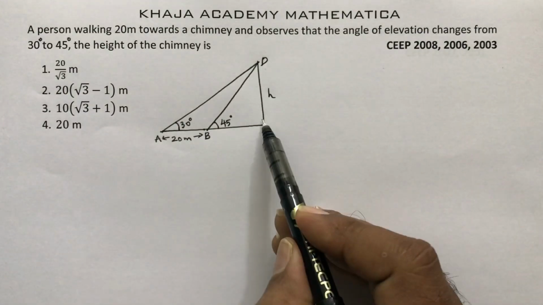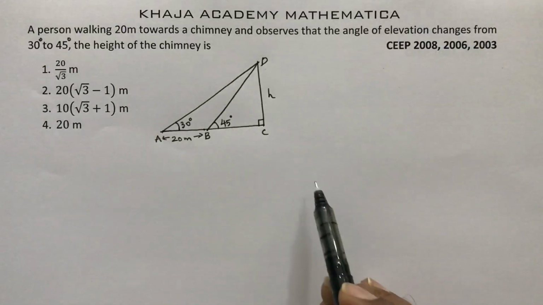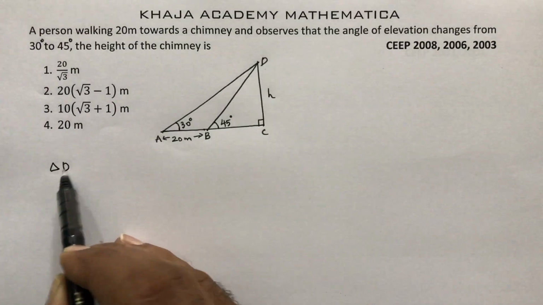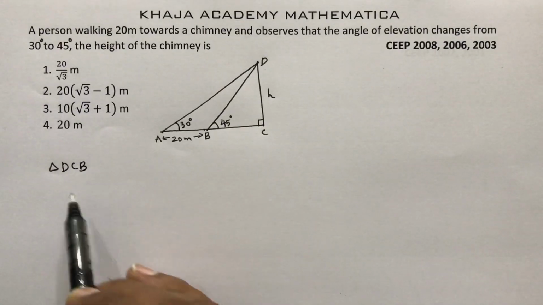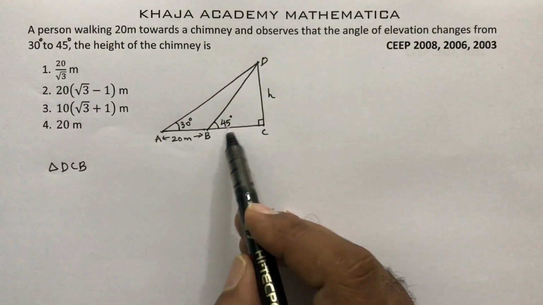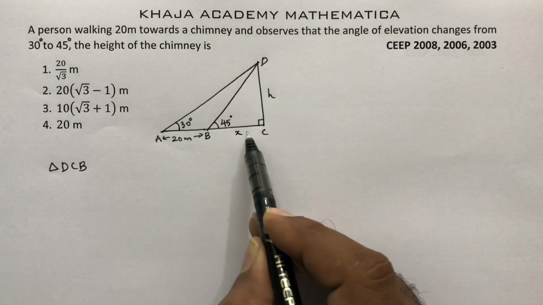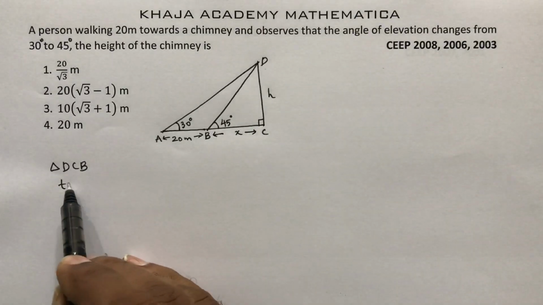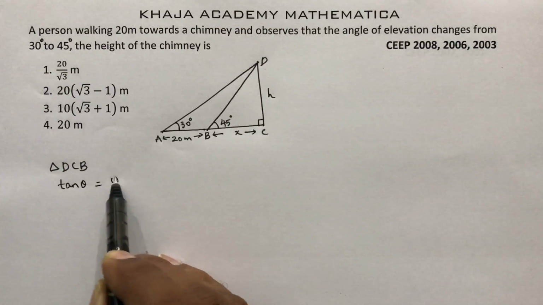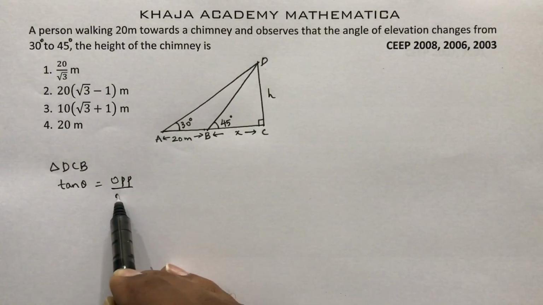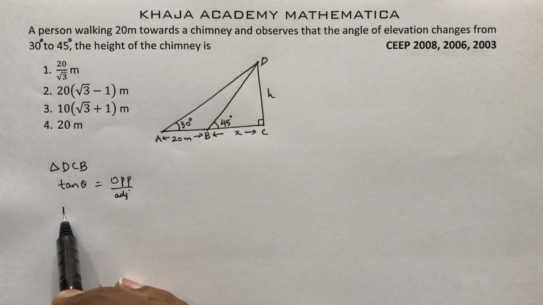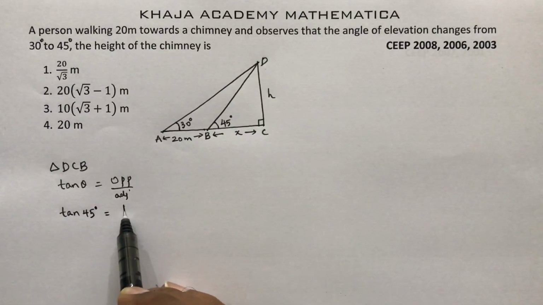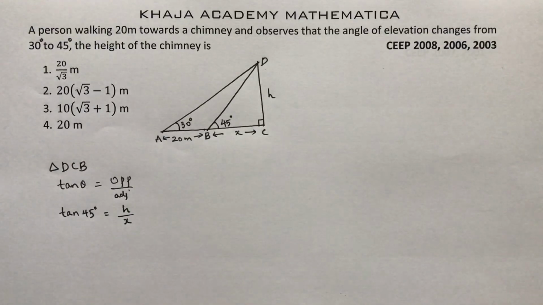So here there are two right angle triangles. First take triangle DCB. In DCB, consider this value as x. So I'll use tan theta. Tan theta is opposite by adjacent. So tan 45 degrees, opposite is h, adjacent is x.